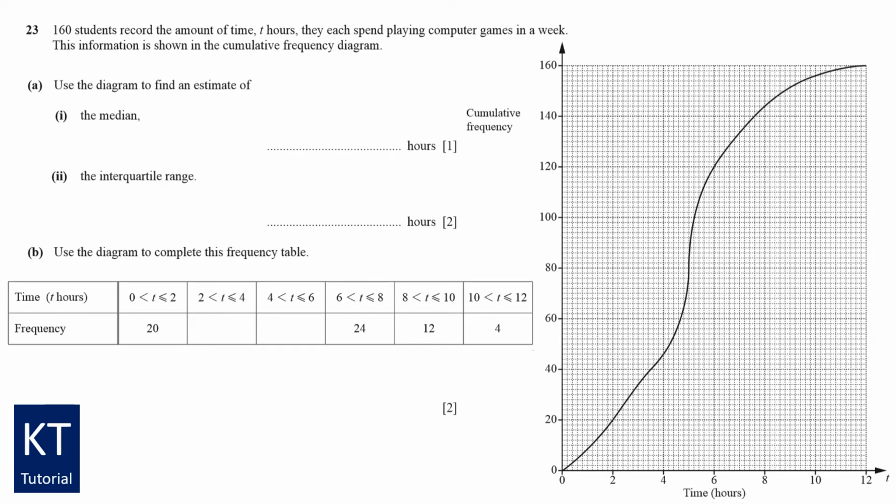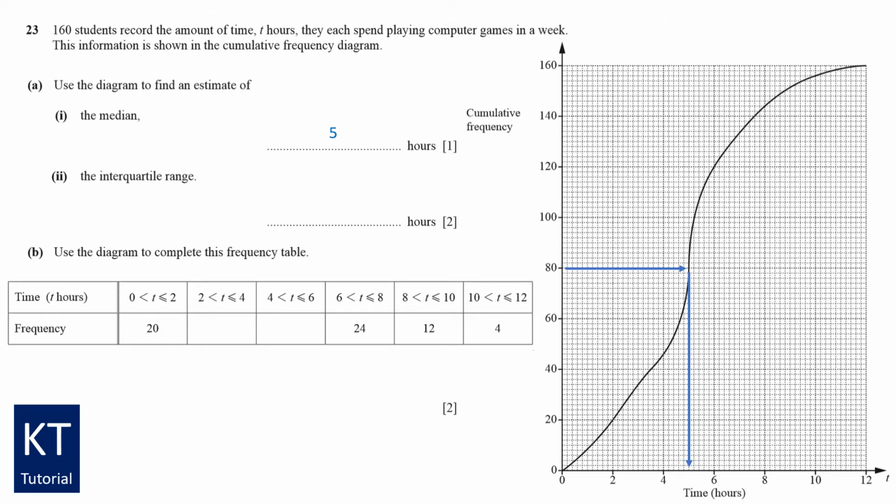Question 23. 160 students record the amount of time, T hours, they each spend playing computer games in a week. This information is shown in the cumulative frequency diagram. Use the diagram to find an estimate of the median. The median is when its cumulative frequency is at its midpoint. This is the time of 5 hours.